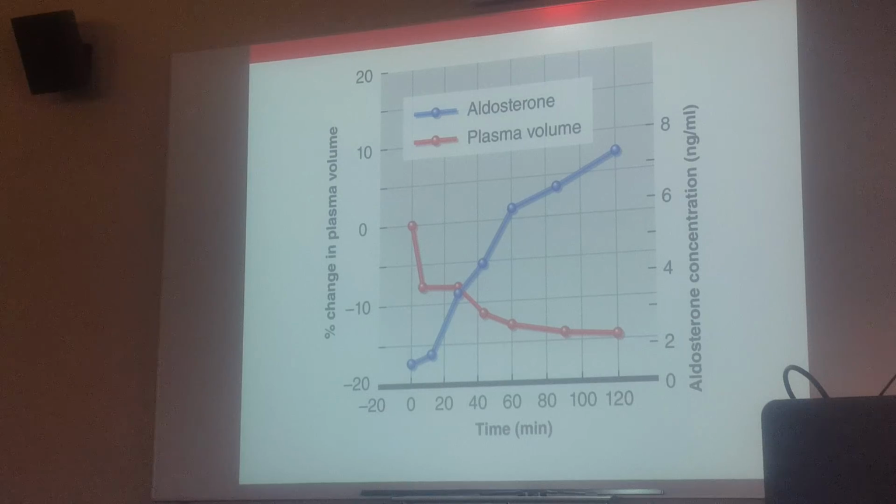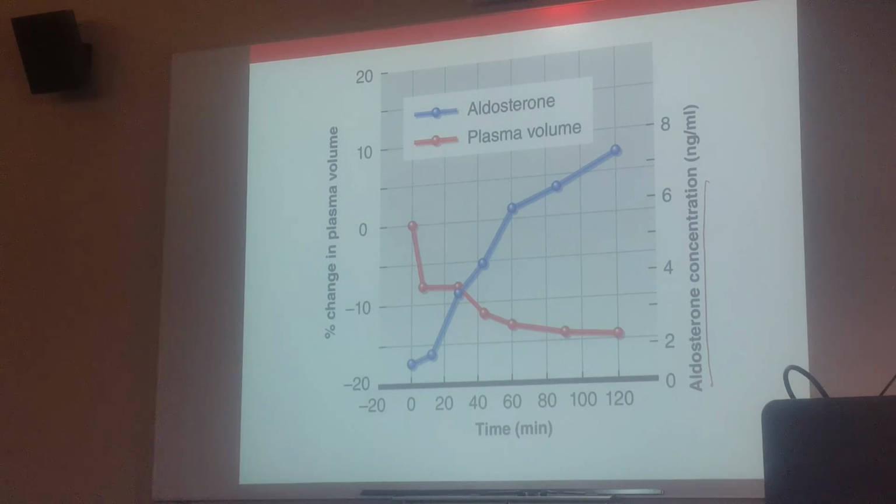So here we have some different figures for us. So we have two axes, okay? Two y-axes. One is change in plasma volume, okay? And then we have the second y-axis, which is aldosterone concentration. So the left axis is with relationship to the red line, which is plasma volume. So we're looking at changes in plasma volume.